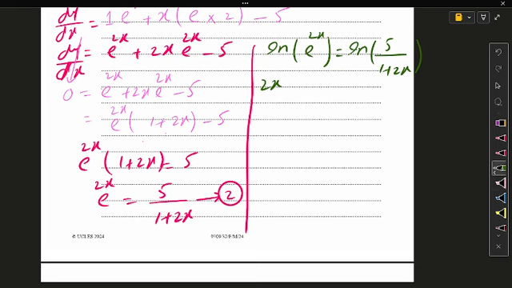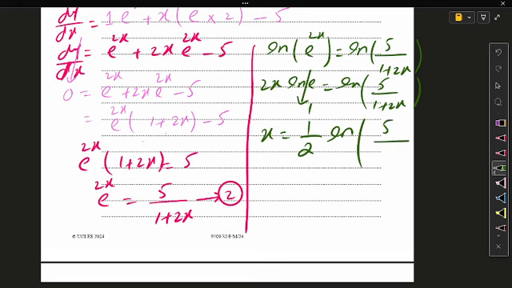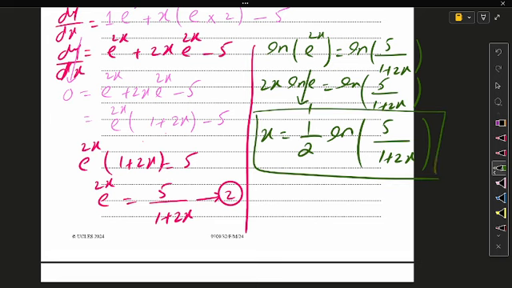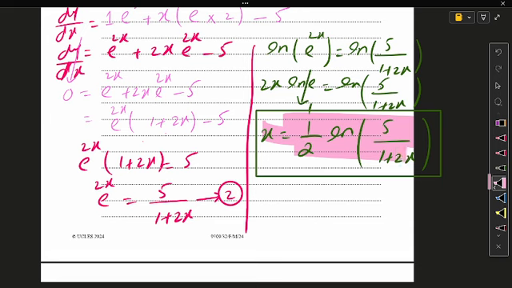So you are able to get 2x ln of e, which is equal to ln of 5 over 1 plus 2x. ln of e is 1, and you have x equal to 1 half ln of 5 over 1 plus 2x. Get that expression? Now you have to put the value of x as alpha, because you have to consider the final form in terms of the minimum point whenever your x value is turning into alpha.